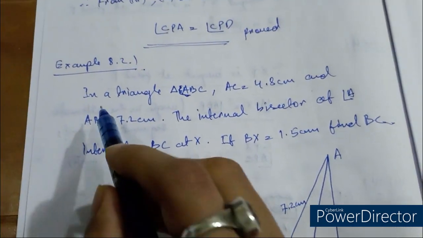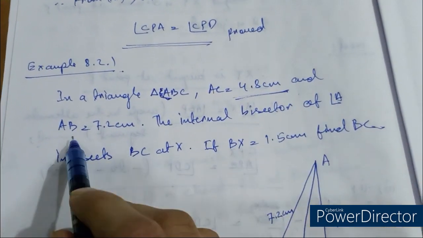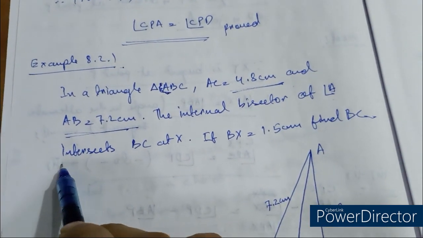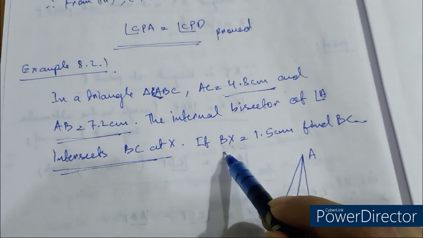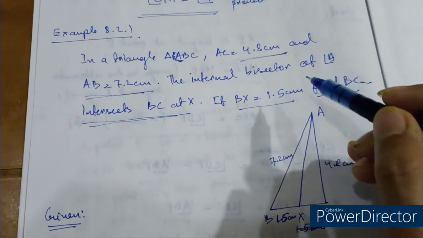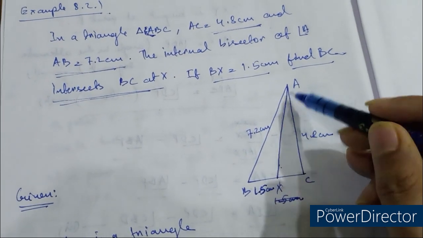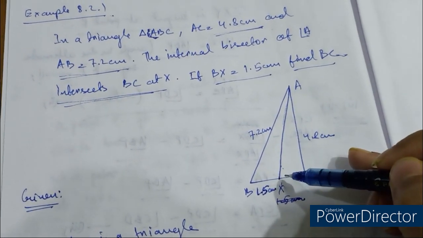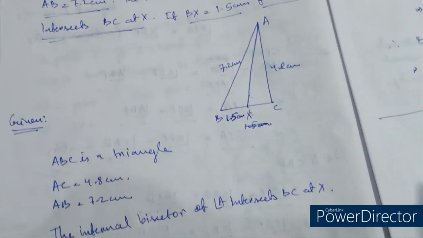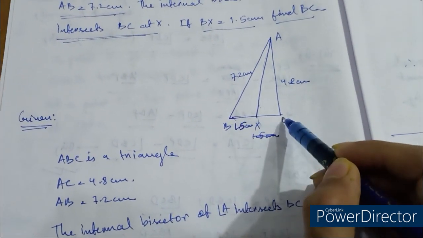Now in here you see, in a triangle ABC, AC is equal to 4.8 centimeters and AB is equal to 7.2 centimeters. The internal bisector of angle A intersects BC at X. BX is equal to 1.5. Find BC. So AX is the internal bisector of angle A, and AX intersects BC at X. So these things are given here. I have to find BC.